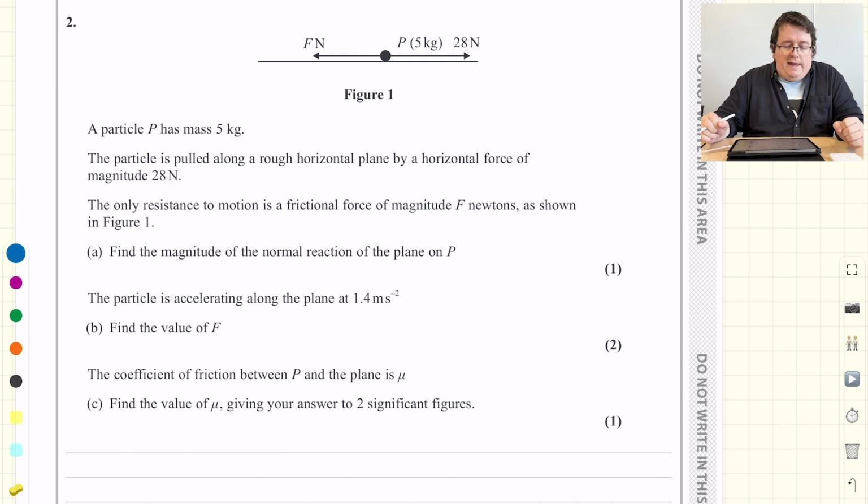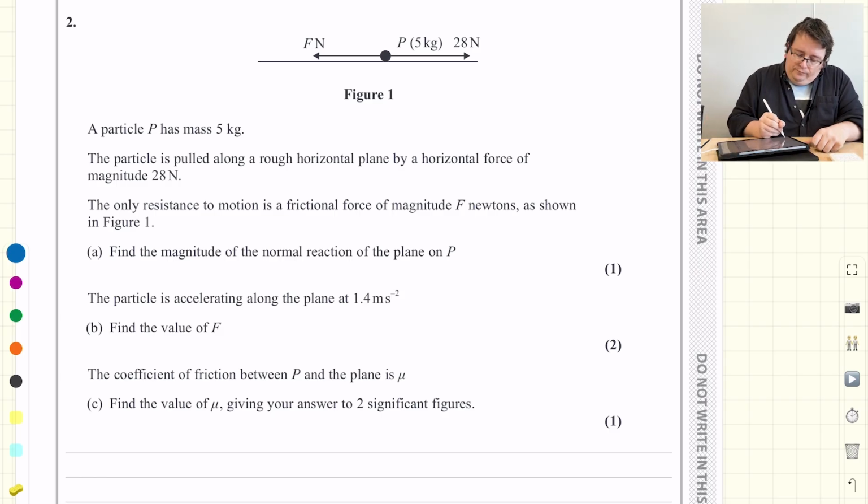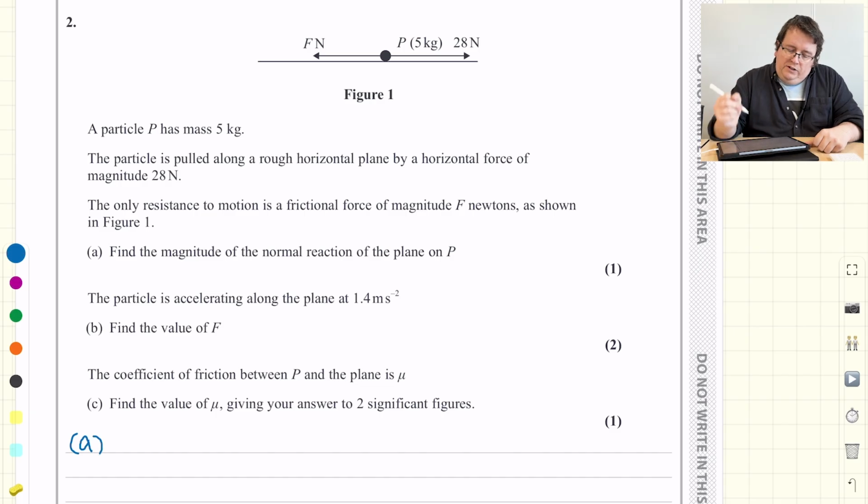A particle P has mass 5 kilos. The particle is pulled along a rough horizontal plane by a horizontal force of magnitude 28 newtons. The only resistance to motion is a frictional force of magnitude F newtons as shown in figure 1. So part A. Find the magnitude of the normal reaction of the plane on P.